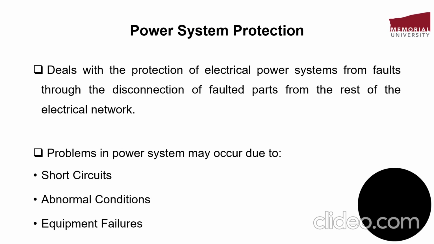So I will start this presentation with a brief introduction of what power system protection actually is. Power system protection deals with the protection of electrical power systems from faults through disconnection of faulted parts from the rest of the electrical network. Now, the faults or problems in a power system may occur due to various reasons. Some of them are listed below, which are short circuits, abnormal conditions such as a sudden rise in load or sudden decrease in load, or equipment failure such as on the generation side.